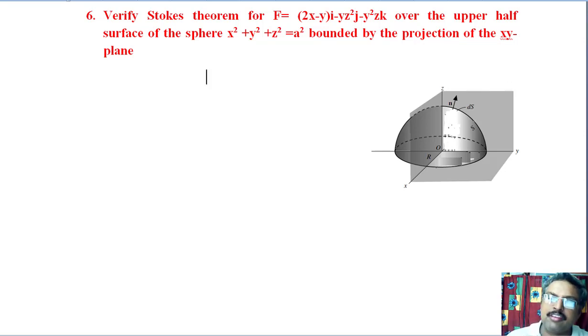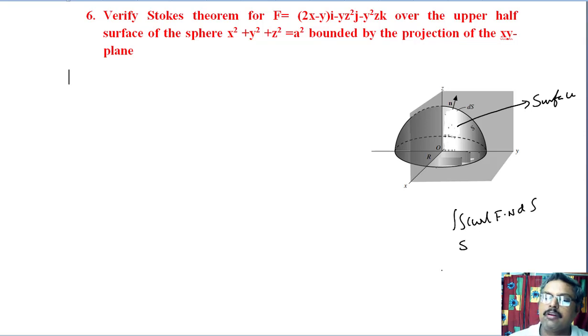So our surface is the upper half of the sphere, above the xy plane. This curved surface is our surface. We will verify Stokes theorem. For this purpose, first we will find the double integral of curl f dot n ds over the surface S.